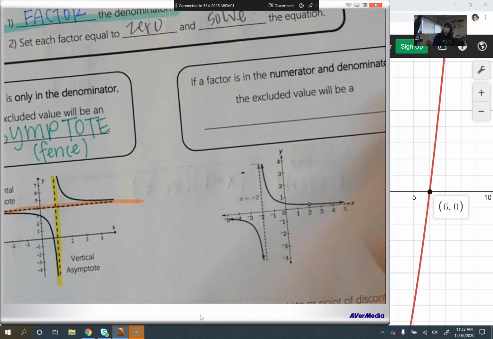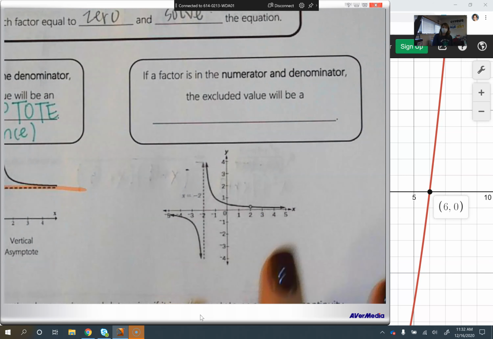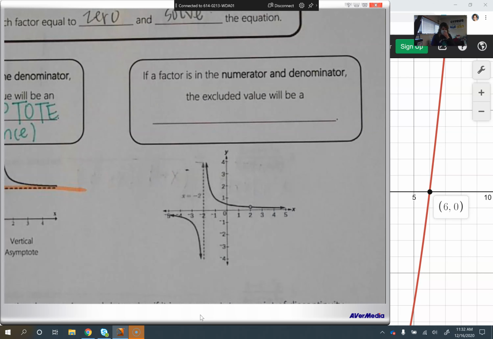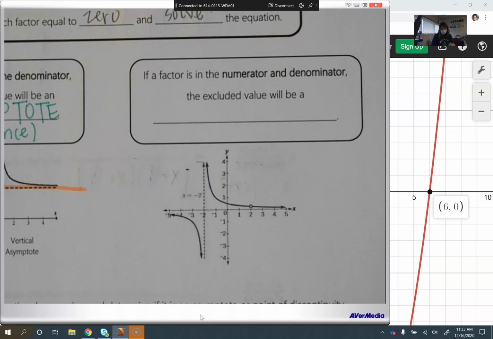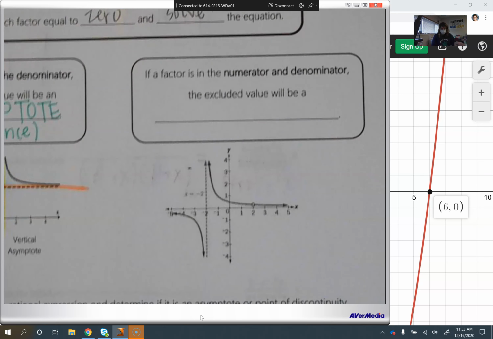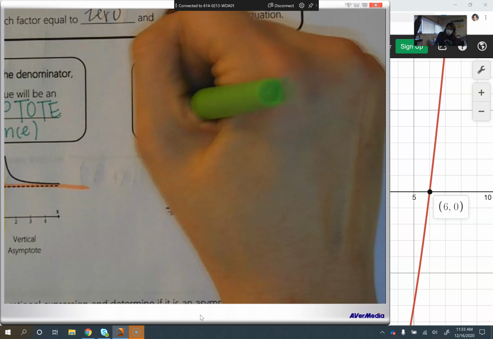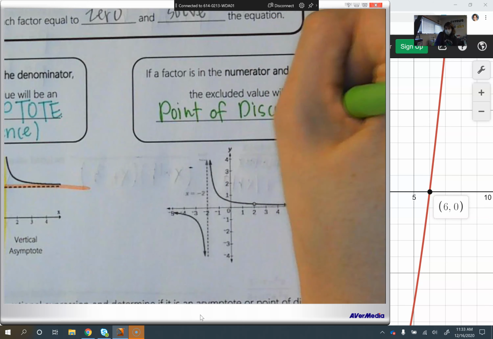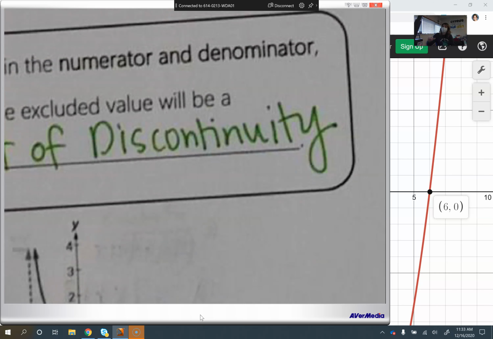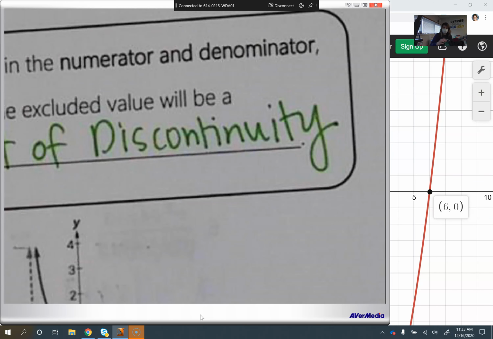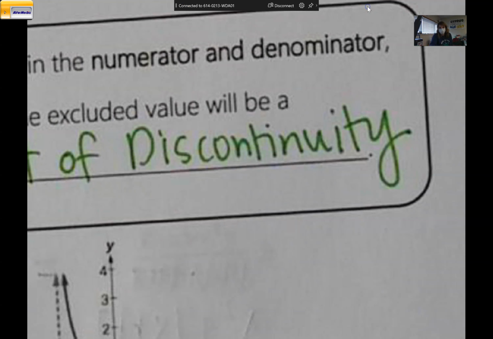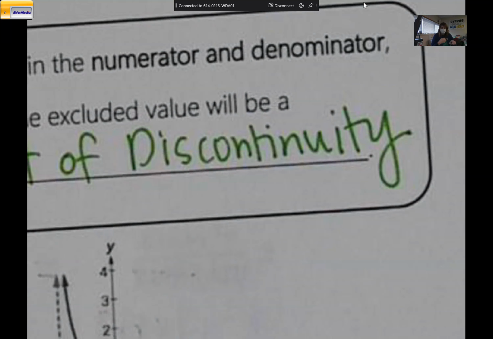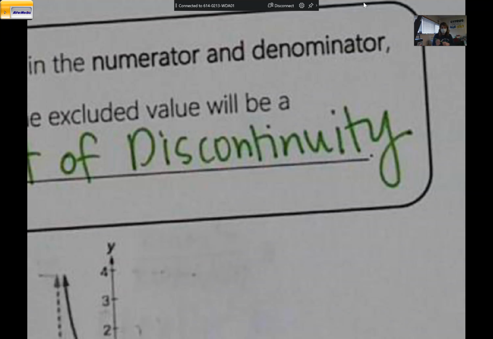If it's in the top and the bottom, then the excluded value will be a point of discontinuity. Say that 10 times fast. It will be a point of discontinuity. Well, that's just a fancy word for hole. It's like a hole in the graph.